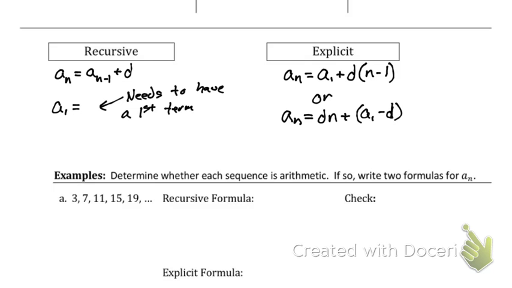And you'll see when I do the problems, I usually start with this one, and then I just change it into this one. This one is just a little easier. It looks more like what we deal with, like the 3x plus 2 or something. All right, examples. Determine whether each sequence is arithmetic. If so, write two formulas. Anytime I ask for two formulas, I'm asking for a recursive and explicit. Those are the exact two formulas I need.